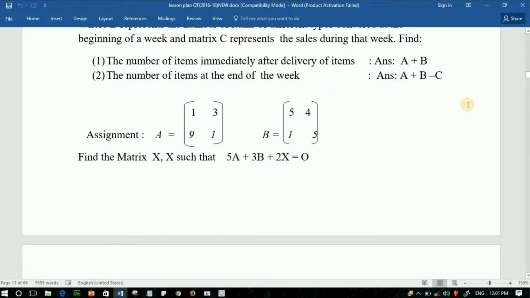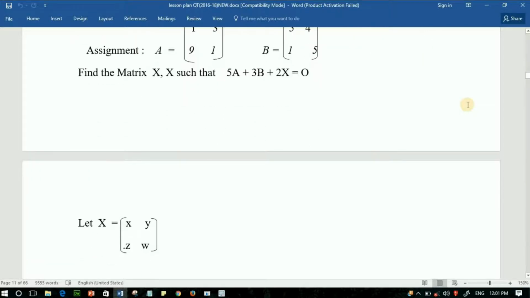Then, as I mentioned, here is another question: A is equal to 1 3 9 1 and B is equal to 5 4 1 5. Find the matrix X such that 5A plus 3B plus 2X is equal to 0.